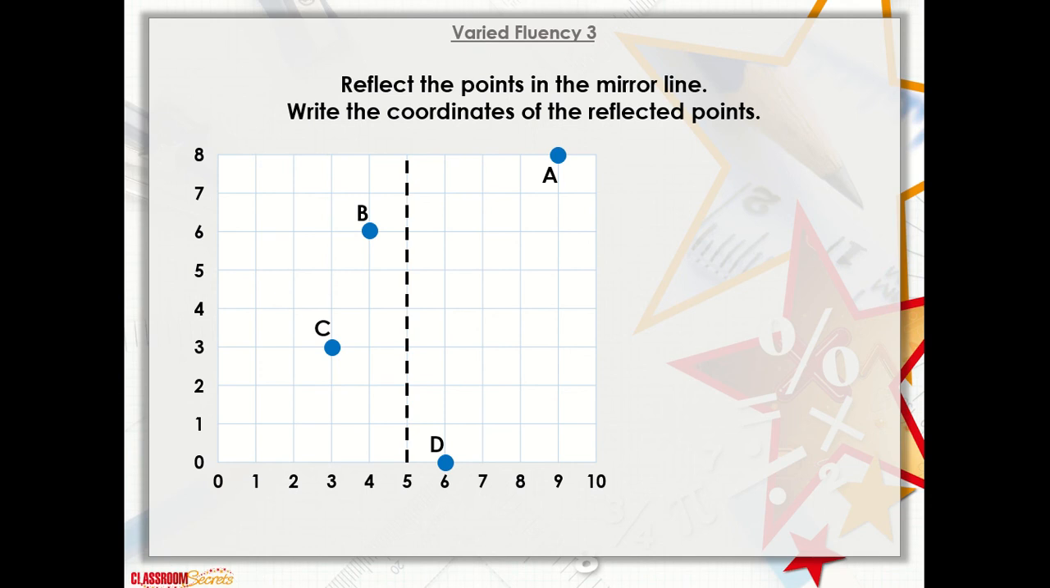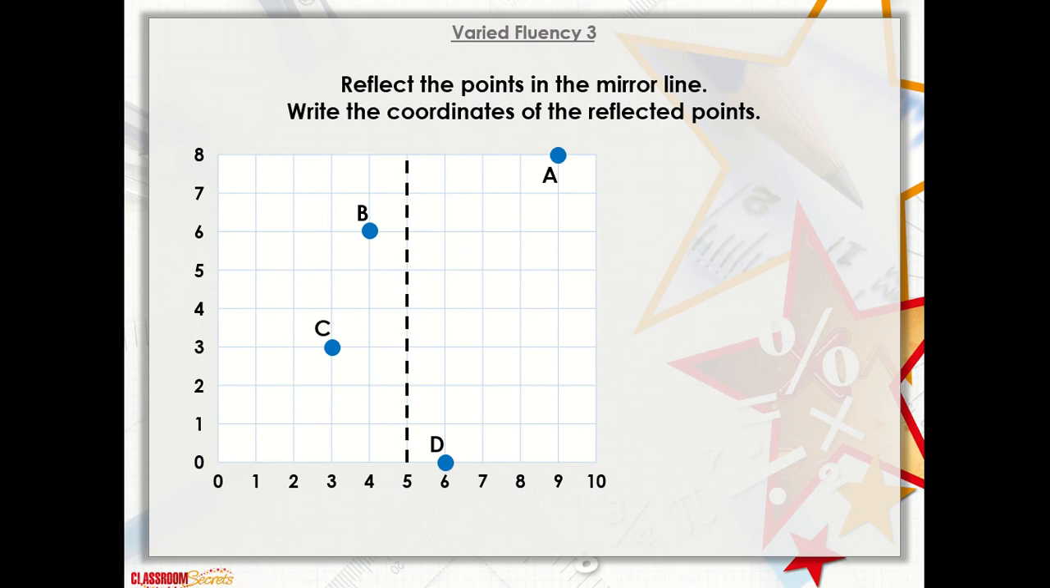Where do you think B should be? What are the coordinates of B? Well, B is 4 along and 6 up. Where's the reflection going to be? Well, from the mirror line, it is 1 there to the left. So my reflection is going to be 1 to the right there. And what are those coordinates? Well, there's 6 along and 6 up. So that one is 6, 6.